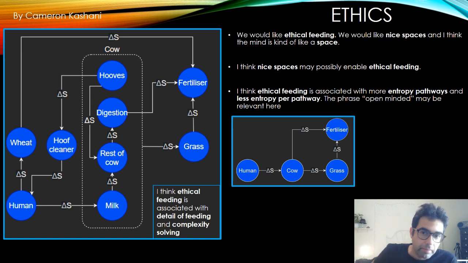I think ethical feeding may be associated with more entropy pathways and less entropy per pathway. And I think that's maybe kind of linked to the phrase open-minded, as in open-minded as in perhaps a larger number of pathways.